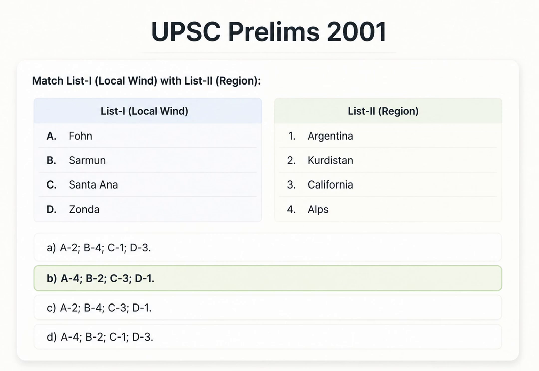We need to match the wind to the region. We know the foehn is in the Alps, so A matches with 4. The Santa Ana is in California, so C matches with 3. The Zonda is in Argentina, so D matches with 1. Even if we don't know Sarmoun, elimination leaves us with option B as the only correct answer.